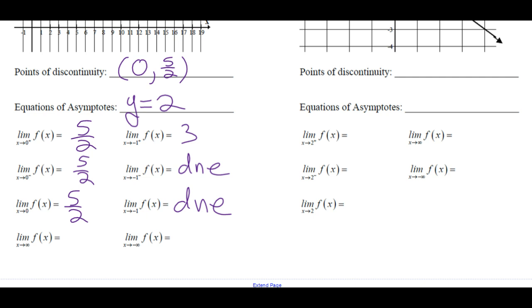What's the limit as x approaches infinity of f of x? 2, right? As the x's get really, really big, we're approaching 2. And what's the limit as x approaches negative infinity? Doesn't exist, because the curve actually stops.